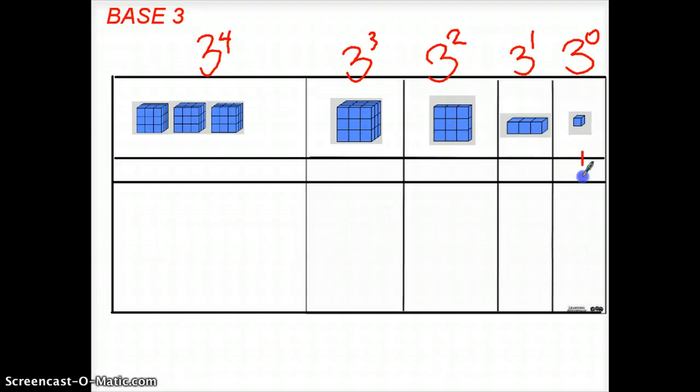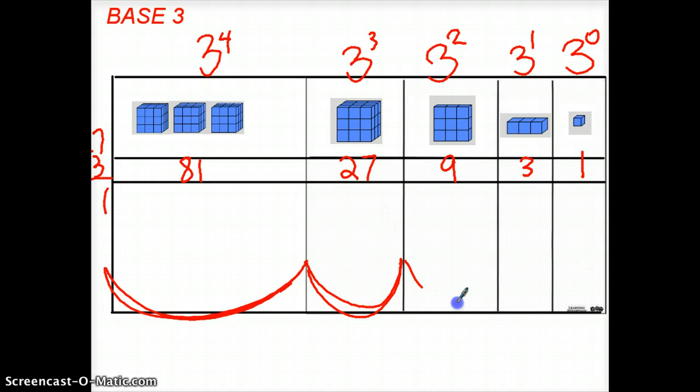This is 1, this is 1, 2, 1, 2, 3. This is 1, 2, 3 by 3, which is 9. 3 by 3 by 3, which is 27. And 27 times 3, let's just check that really quick. 81. Okay. So we would tell them that, essentially, this place right here is the 81's place. This is the 27's place, 9's, 3's, and 1's place.